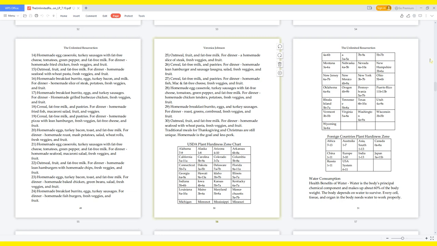30, oatmeal, fruit, and fat-free milk. For dinner, homemade seafood with wheat pasta, fresh veggies, and fruit. Traditional meals for Thanksgiving and Christmas are still unique. Homemade is the goal and less pork.